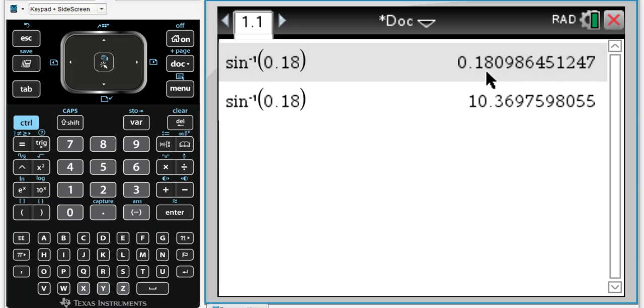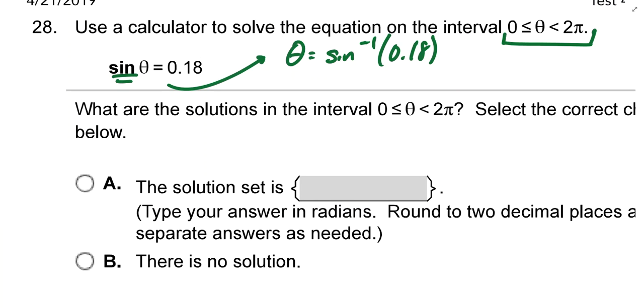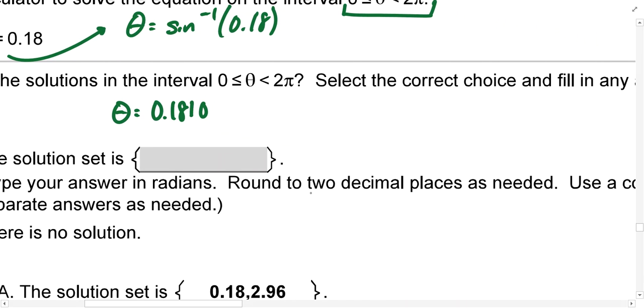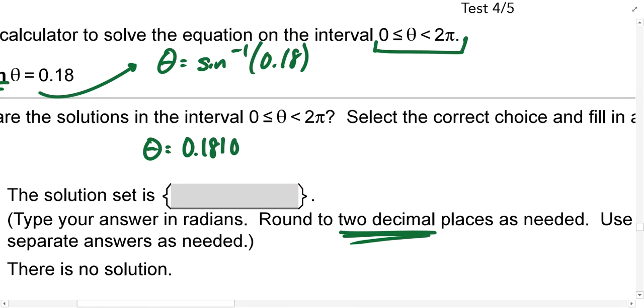All right, so 0.1809, that's going to round up to 0.1810. So theta is equal to 0.1810. And they are asking for just 2 decimal places, so I'll round that when I get to the final answer.